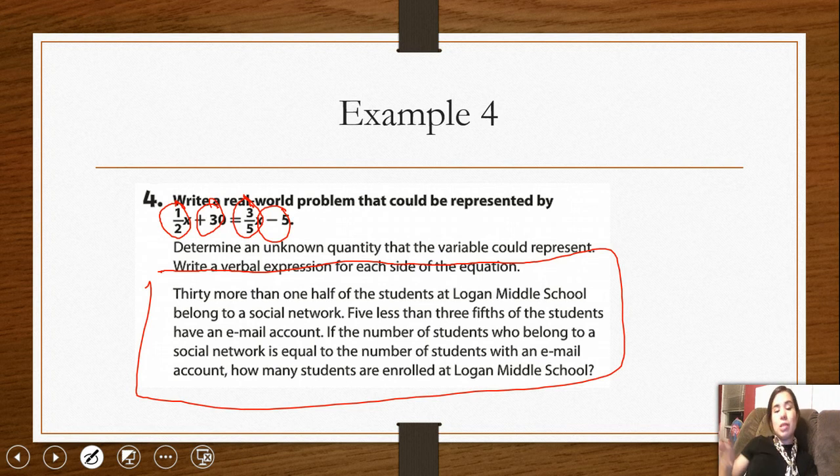So now you can set those equal to each other. So this would be an example of putting words to the equation.